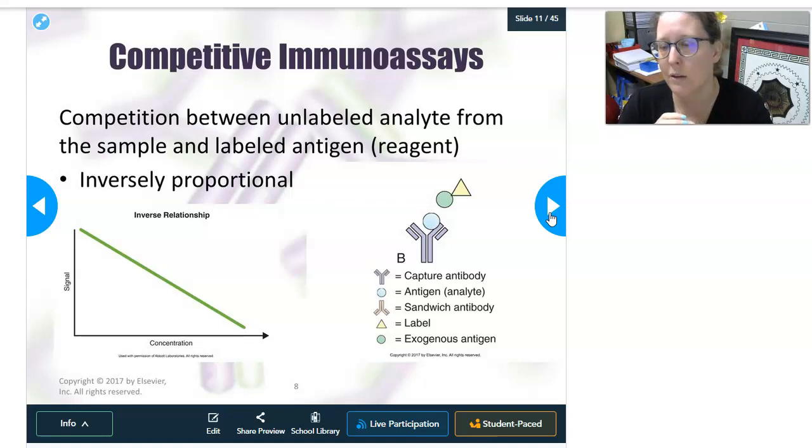So a high amount of B12 in the sample would cause a low signal, because only a few of the labeled reagent B12 antigens can bind. Whereas a low level of B12 in your sample would lead to a lot of the labeled B12 from the reagent binding to the capture antibodies, and would cause a very strong signal. So that's the inverse relationship in competitive immunoassays.